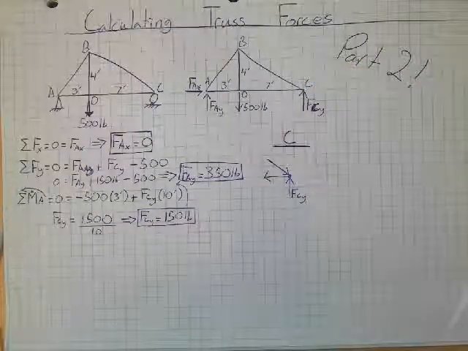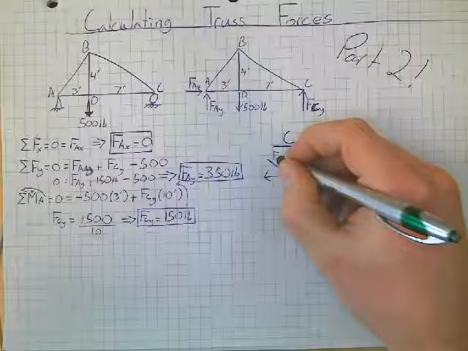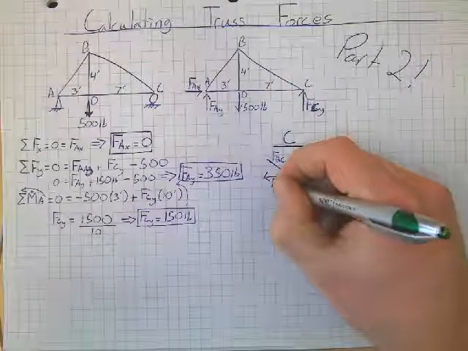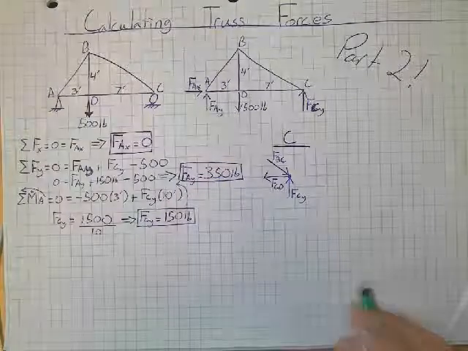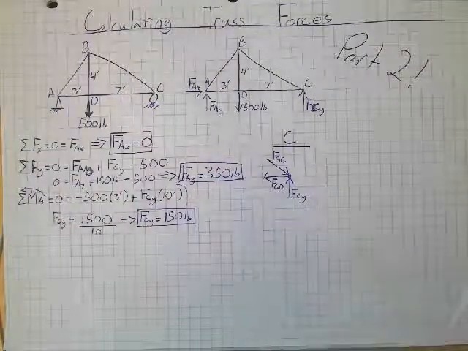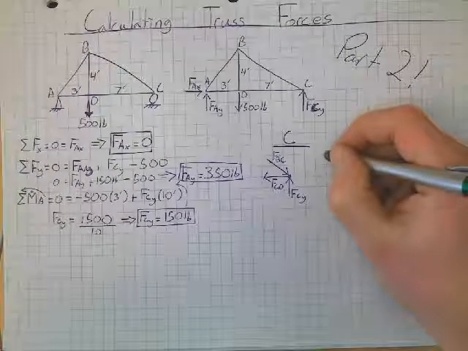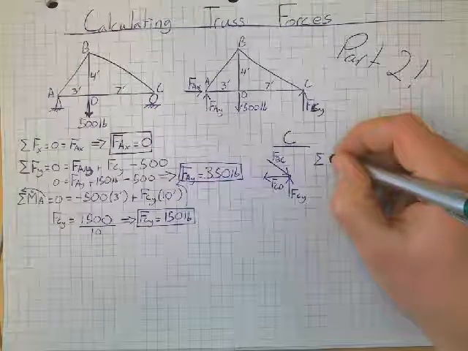So now that I have my forces here, I can label them. This one would be force BC, and this one would be force CD, if you want to stick in alphabetical order. It could be DC or CD. Either way, they're the same. So now I use my equations of equilibrium to solve for these forces.